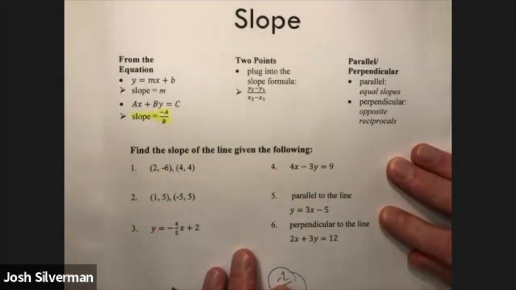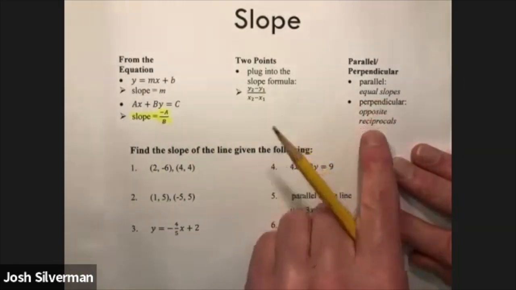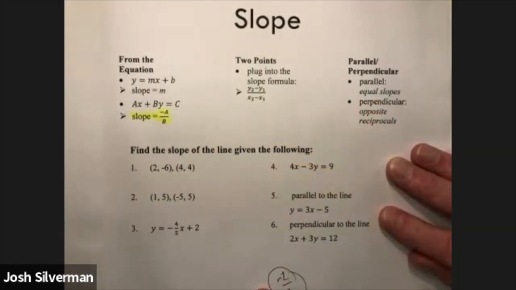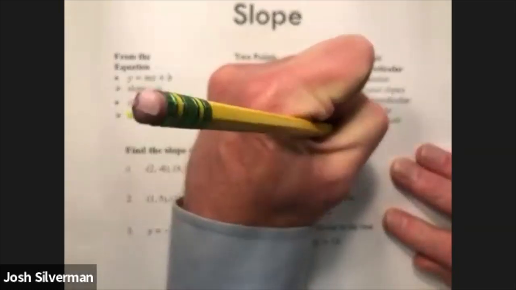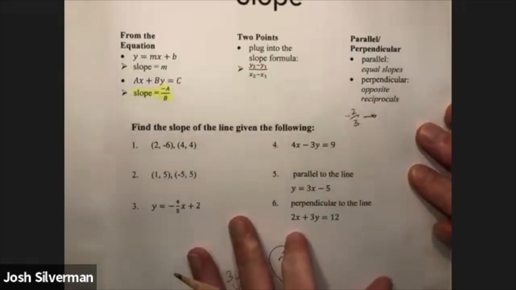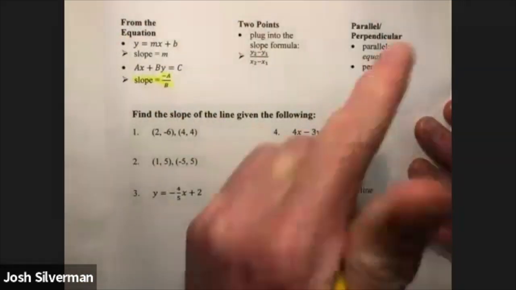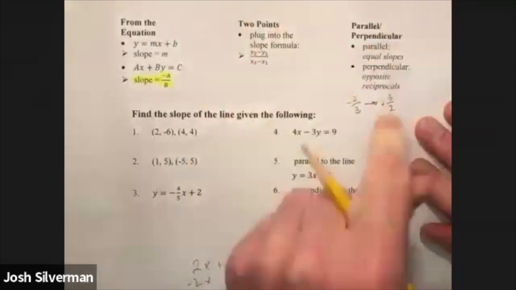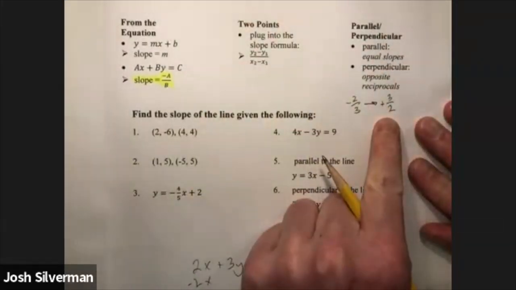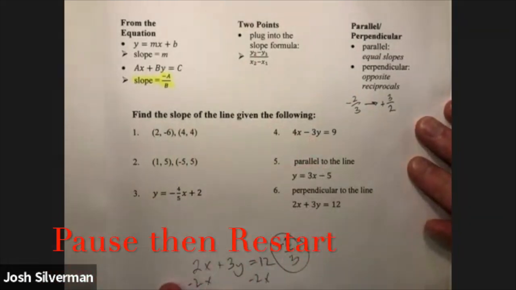And when you are finding the slope for parallel or perpendicular lines, parallel lines have equal slopes. If we're looking at perpendicular lines, the slopes are opposite reciprocals. So if we had our slope of negative 2/3, what would be the slope of a line perpendicular to that? It's the opposite, so it would become positive, and it's the reciprocal, so we're going to flip it. If it's perpendicular, the slope would be positive 3/2. Go ahead, pause the video, work through these questions, and we'll check them out together.